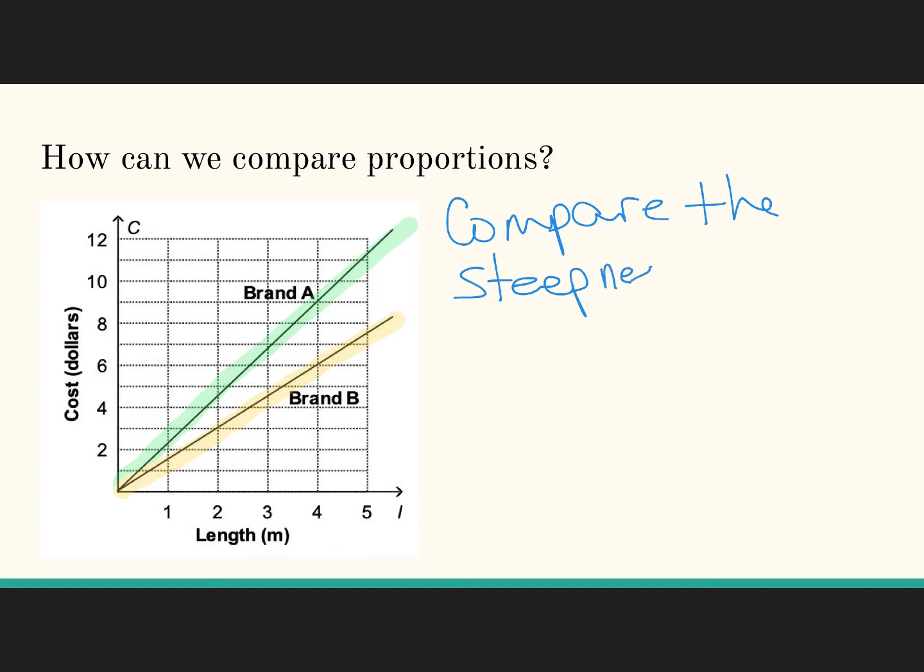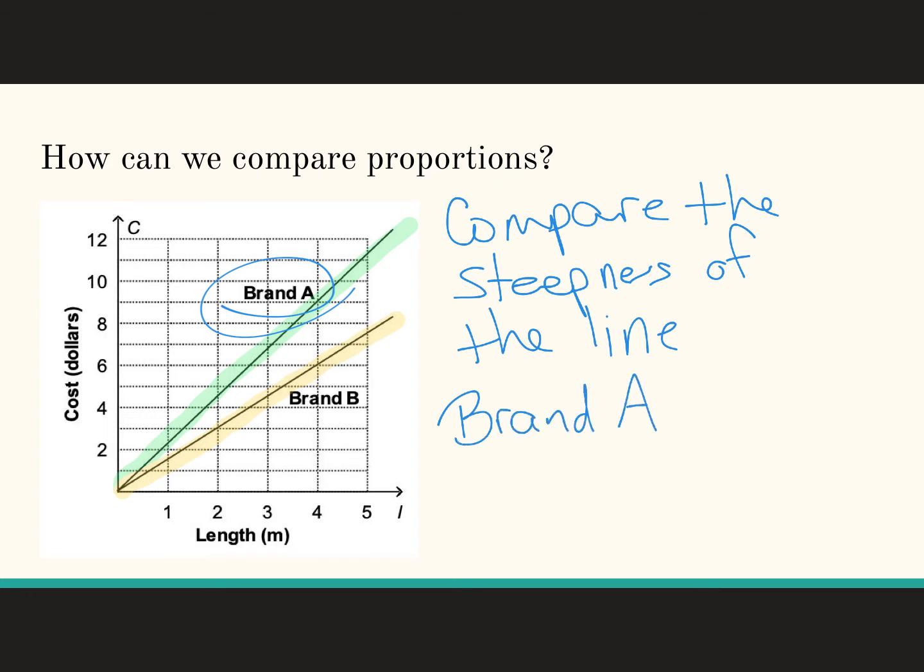Steepness of the line. So in this case, I can tell that brand A has a greater slope, rate of change, COP, whichever you want to say. It is changing faster. In this case, since we're talking about cost, that means it is more expensive.